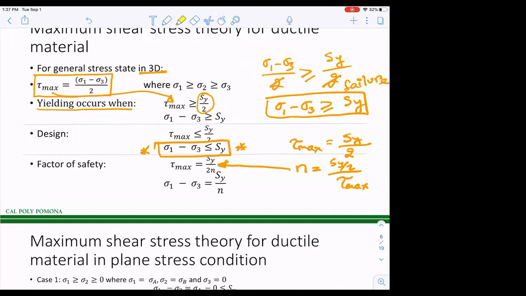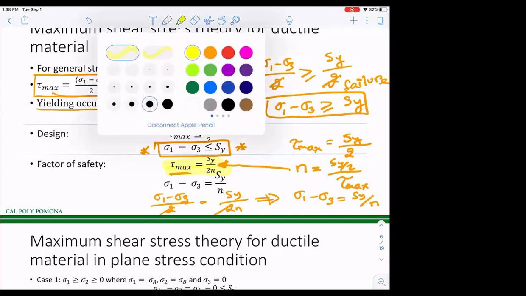So this is the formula ultimately. Maximum shear stress is equal to yield strength divided by 2n, where n is your factor of safety. Or if you want to write sigma 1 minus sigma 3 divided by 2 is equal to SY by 2n, the 2 cancels. This gives me a formula of sigma 1 minus sigma 3 is equal to yield strength divided by factor of safety. So basically this is what I end up having.